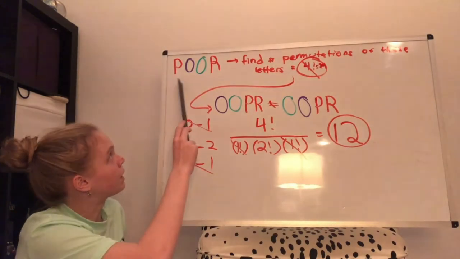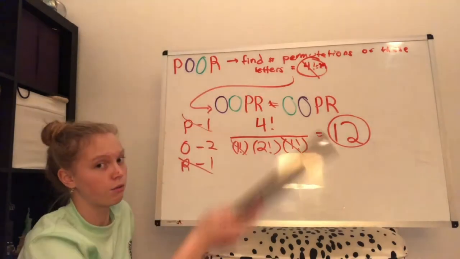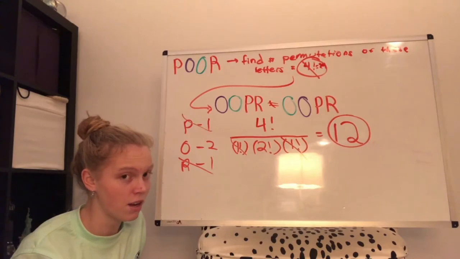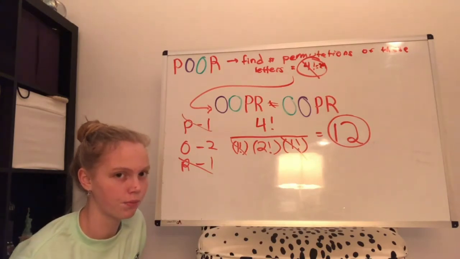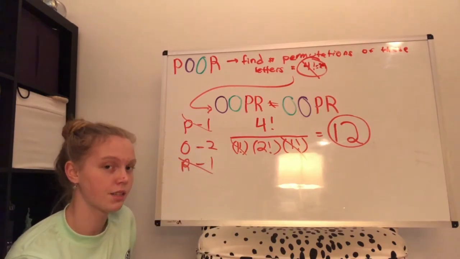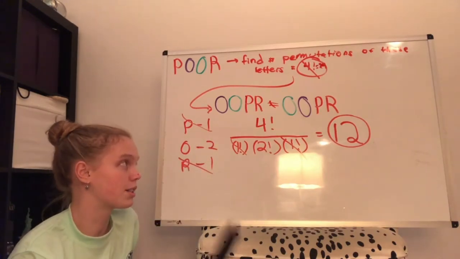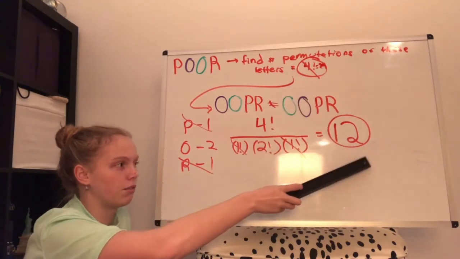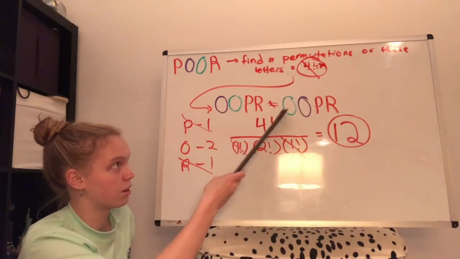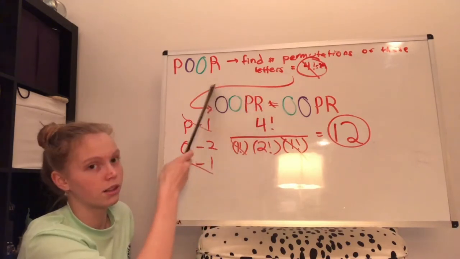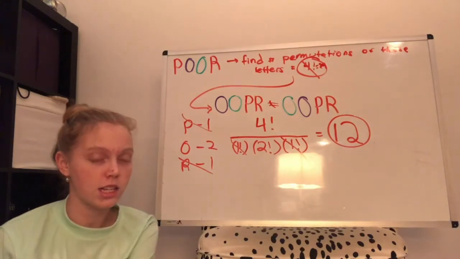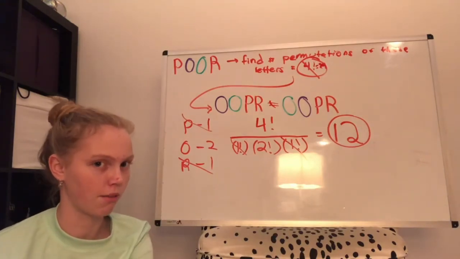If it was P-O-R, poorer, if we were doing poorer with an ER, we'd have to divide by 2 factorial again, because then there would be 2 R's as well. So you just divide by any repeated element there is, and that's all there is to it. So instead of getting 24, you would get 12, right? Because for each pair, there's gonna be 2 for each actual individual arrangement. And that's how you correct any time you may have overcounted.